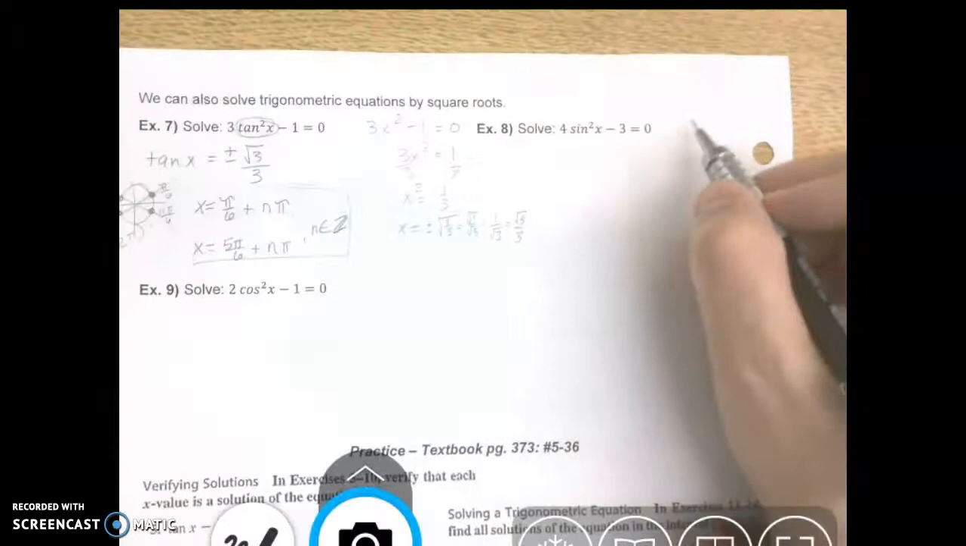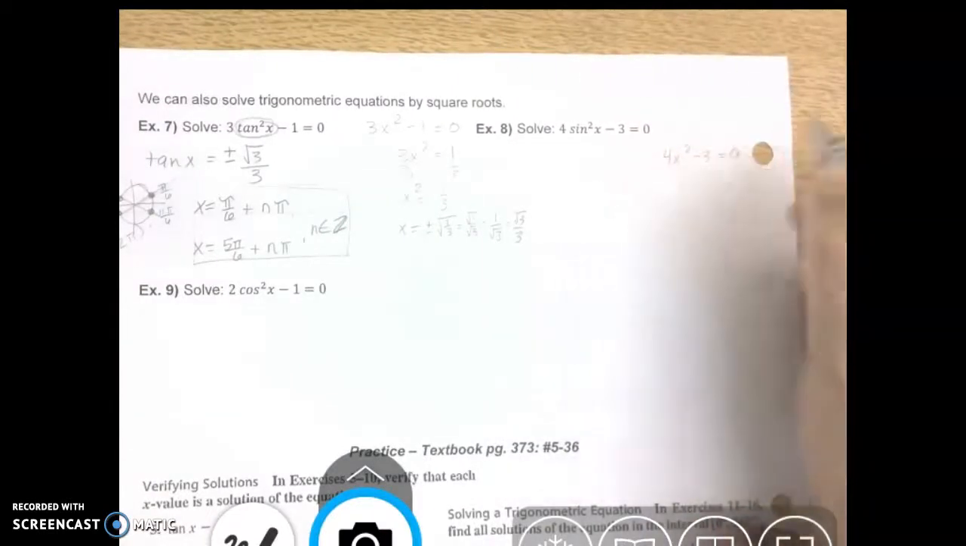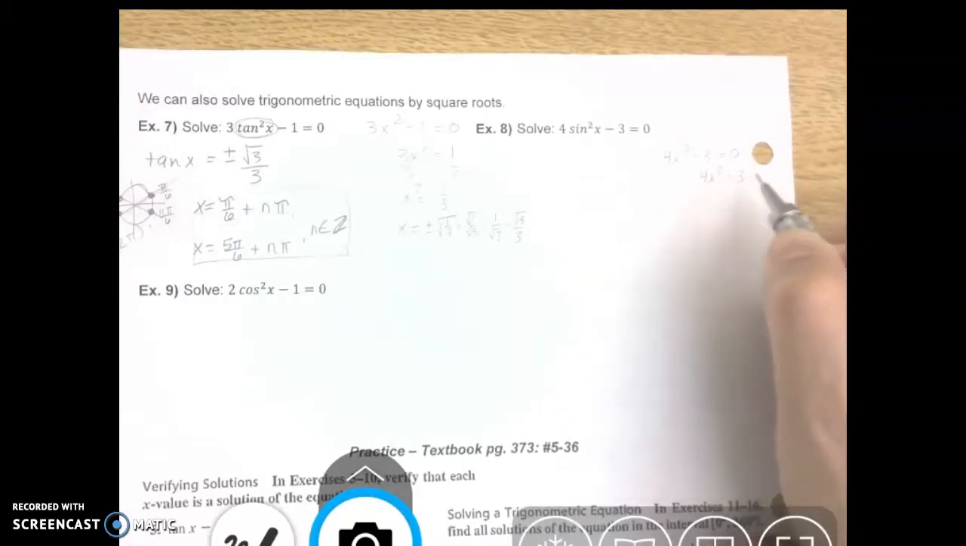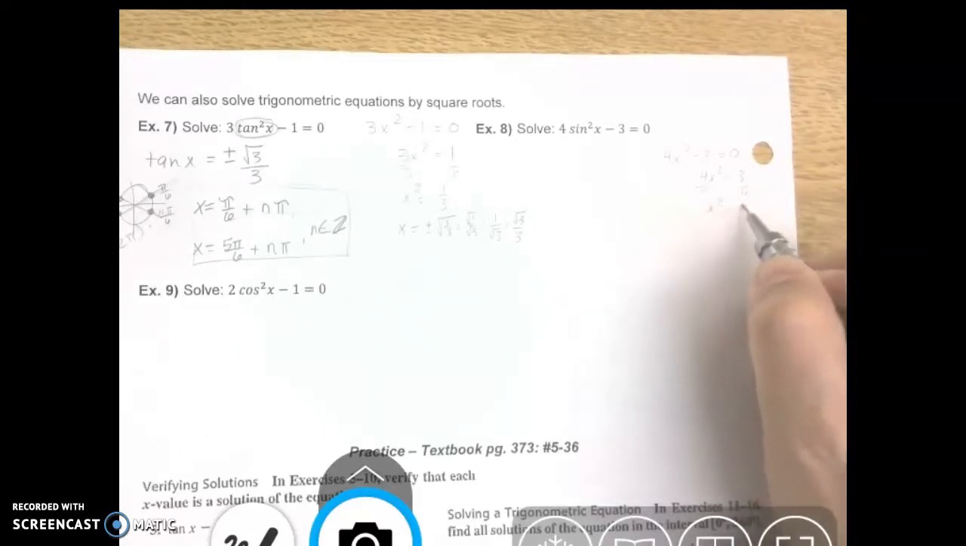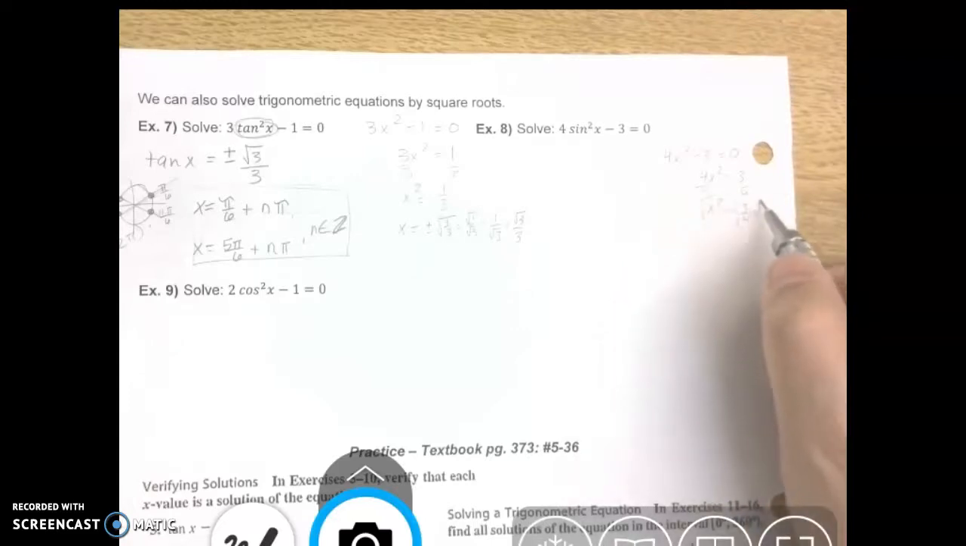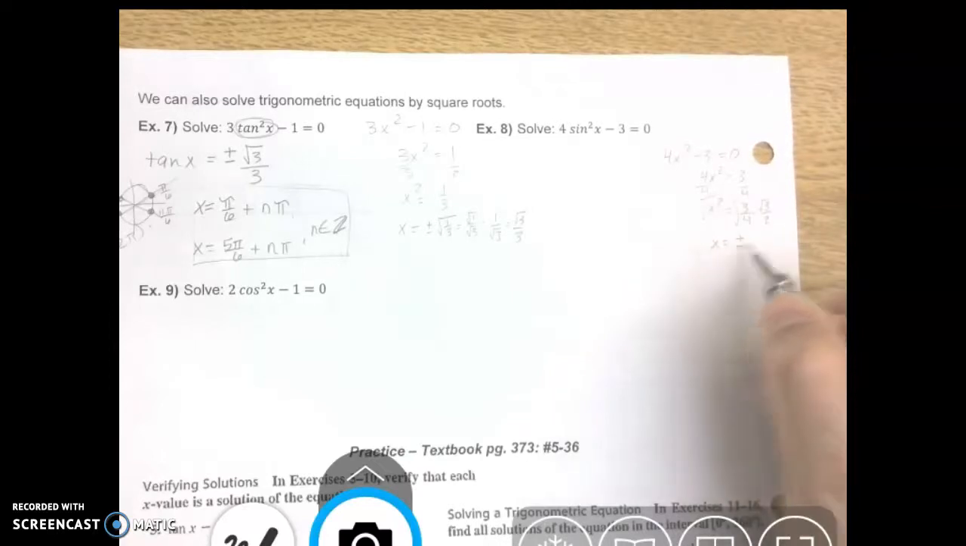Okay, for this next one, it's like 4x squared minus 3 equals 0. So I add 3 and I get 4x squared equals 3. Divide by 4, and I get x squared equals 3/4. Then I take the square root, which is the square root of 3 over 2, and so x is equal to plus or minus the square root of 3 over 2.